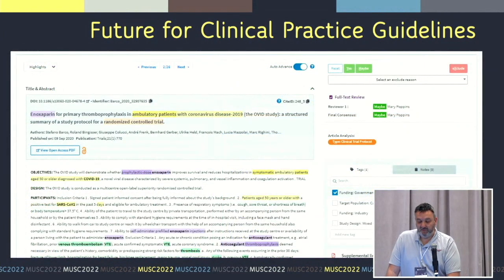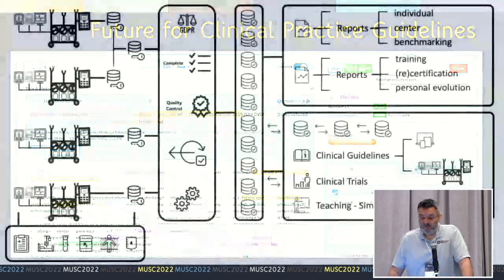And so it can search for certain keywords. So the yellow, for example, is the kind of patient that it is, the patient population. In orange, we see that it's a randomized controlled trial. And then in purple, it's the intervention. This is like a prophylactic dose of enoxaparin in a certain group of patients that undergo a certain procedure. And that's how computers can help us to develop guidelines.